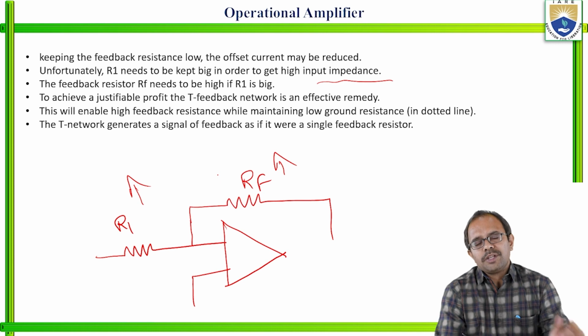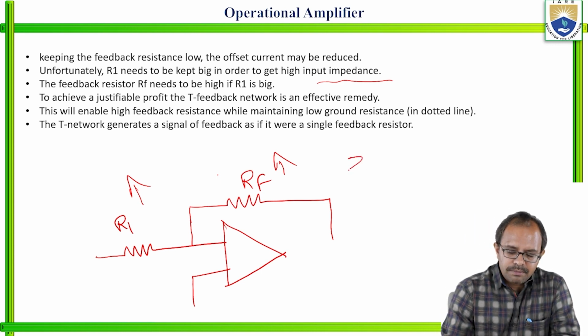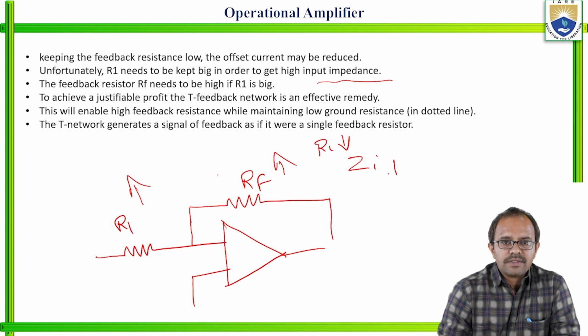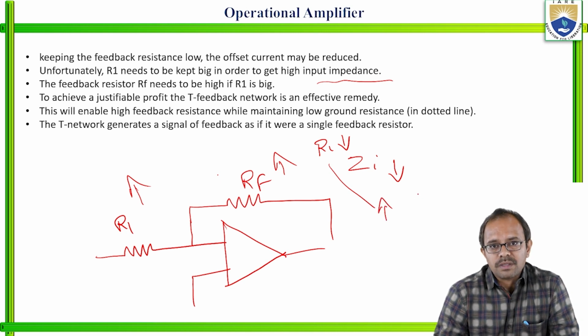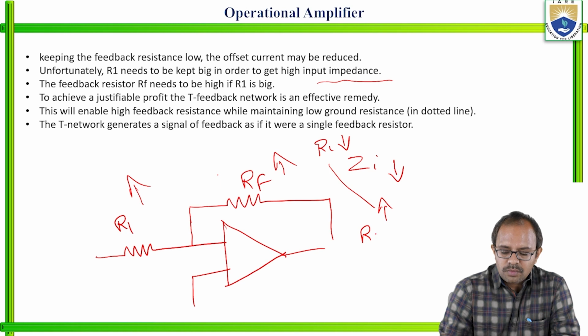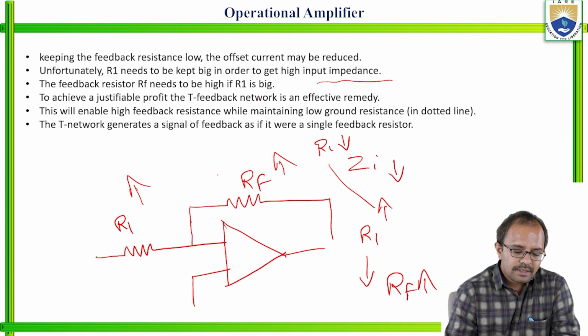I cannot reduce R1. If I reduce R1, what will happen? The input impedance Zi may drop. So if I reduce R1, the first effect is on input impedance Zi. So I need to maintain R1 as high as possible. If I want to maintain R1 high, the immediate effect is on RF. RF should be high, right?